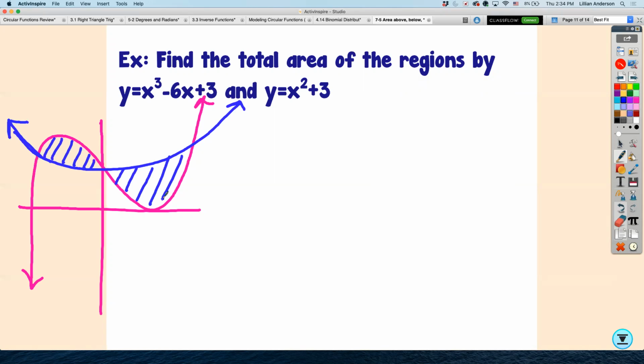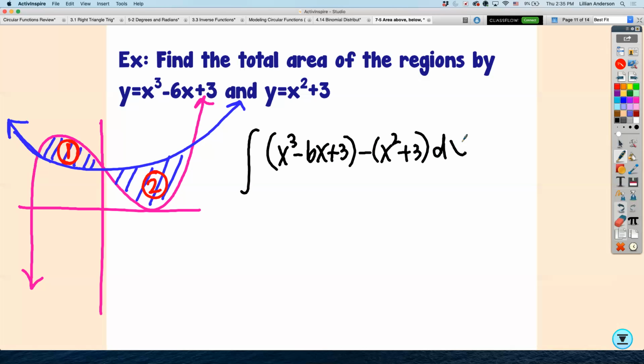Okay, so for region 1, it's the cubic function on top and the quadratic on the bottom. But for region 2, it's the quadratic on top and the cubic on the bottom. So we can set this up already. I have the integral from bound to bound of the cubic function minus the quadratic function, and make sure you subtract the entire quadratic function.